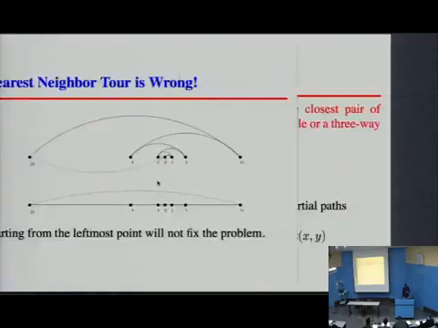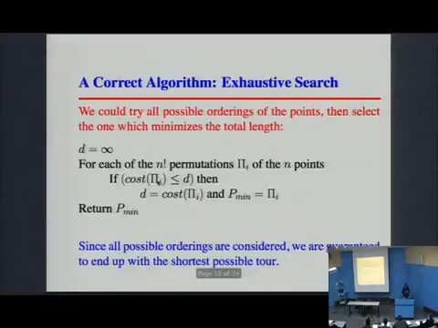In fact, ka-chunk, ka-chunk, ka-chunk. We could go through and try all possible orderings of the points. If there's n points here to be searched, if we give each of them a name from 1 to n, how many different orderings are there of these n points? You say n factorial, it's not quite n factorial. Well, minus 1 or something. What is it exactly?